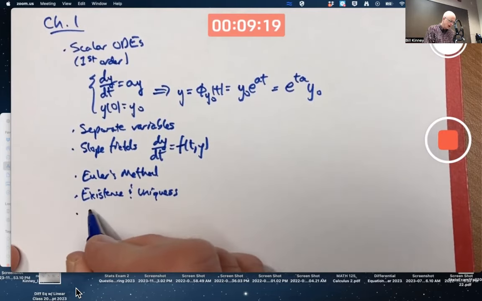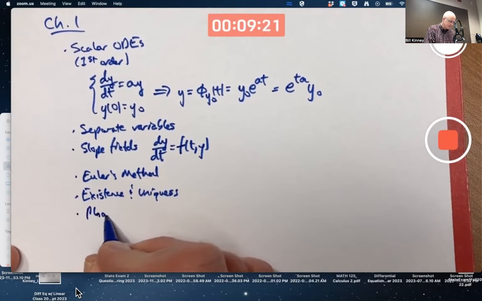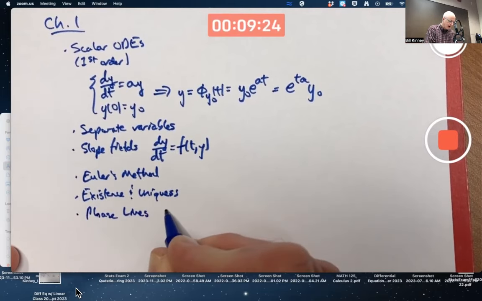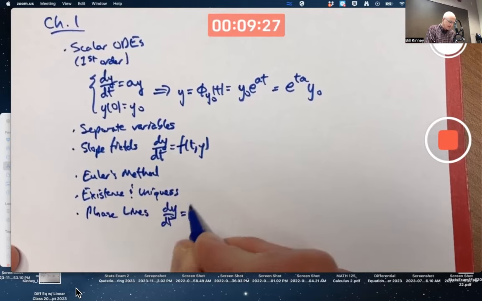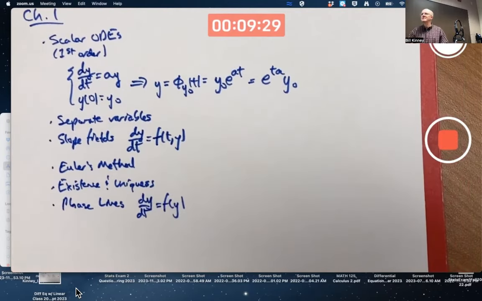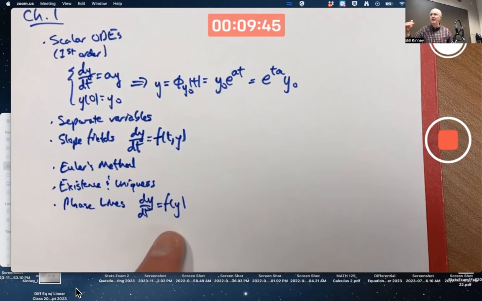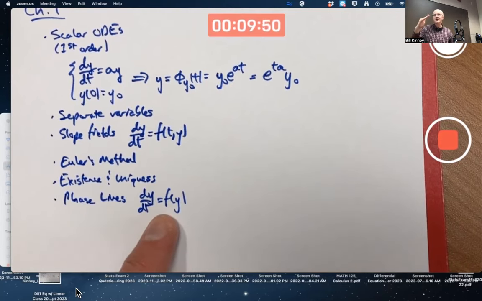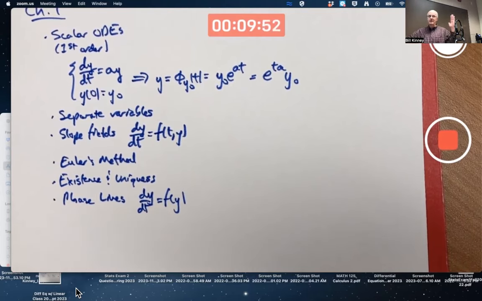Then we got into phase lines. For autonomous equations, when you've got an autonomous differential equation, the slope field only depends on y, meaning the slope marks are constant along horizontal lines where y is constant. It doesn't matter what t is. And so if you can find roots of f of y, those are going to be equilibrium solutions. And where f of y is positive, solutions increase, and where it's negative, solutions decrease. So effectively, we can collapse all the information in the slope field onto a vertical line.